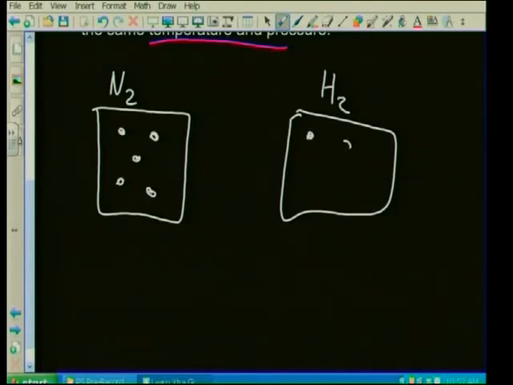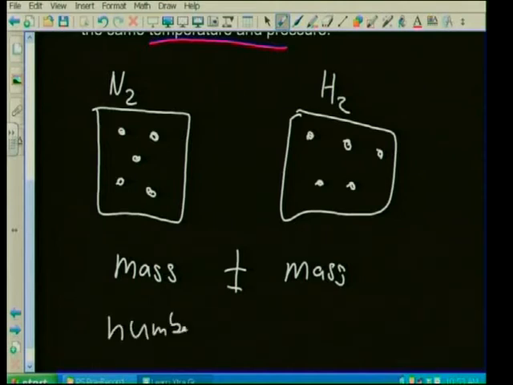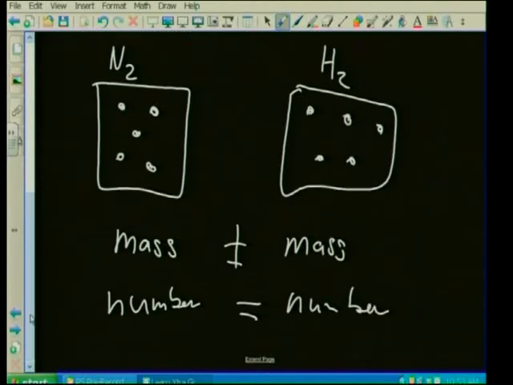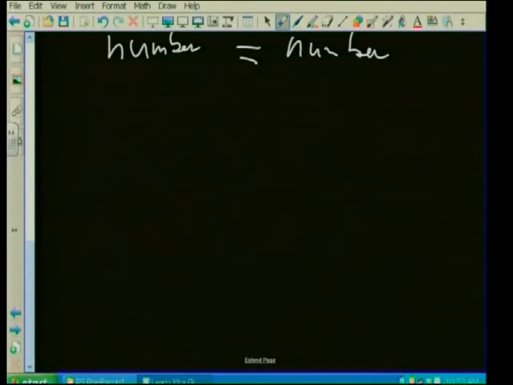the same as the number of particles inside there, even though the mass of this one is not equal to the mass of that one, because the hydrogen is smaller molecules, nitrogen bigger molecules. Masses aren't equal, but the number of particles is. Number equals number.